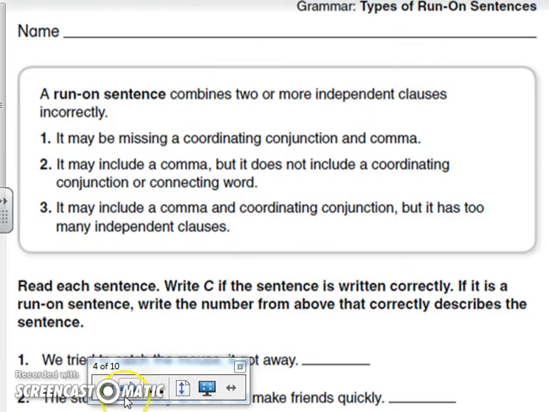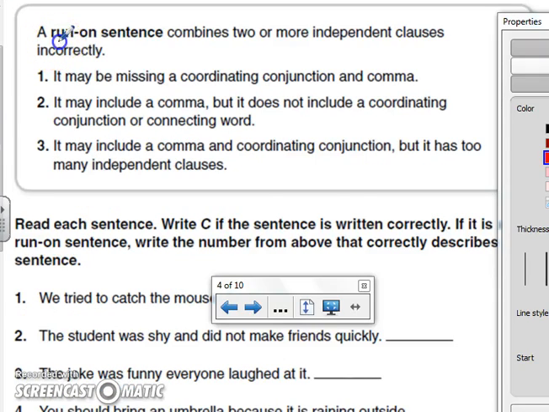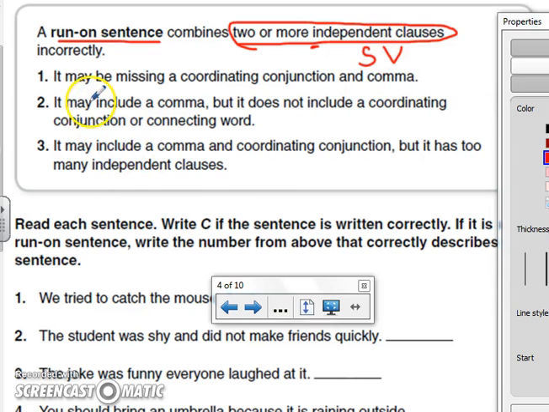All right, so what we're going to do is we're going to work on this page first. And let's get out our pens to make some notes. A run-on sentence combines two or more independent clauses. And remember, we know independent clauses stand alone when they have a subject and a verb. Good. Now, here's what we might notice. It may be missing a coordinating conjunction, which is a fanboy.